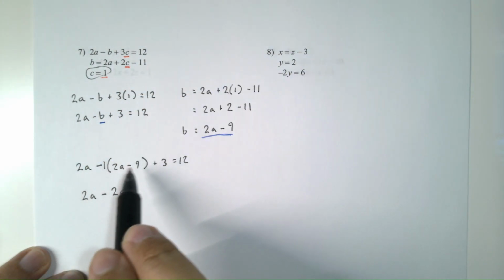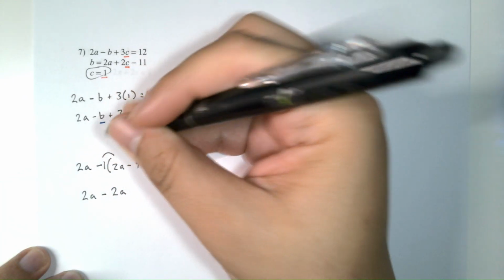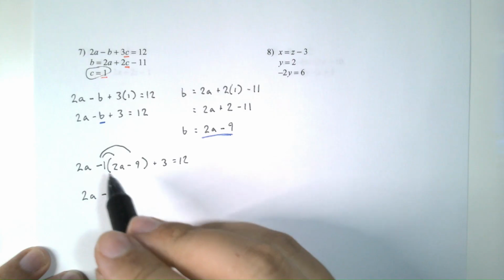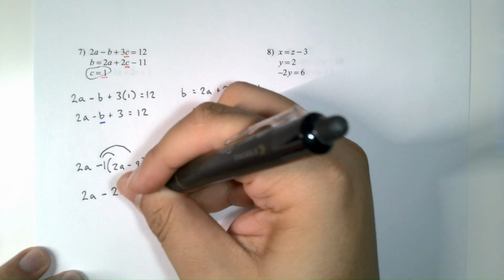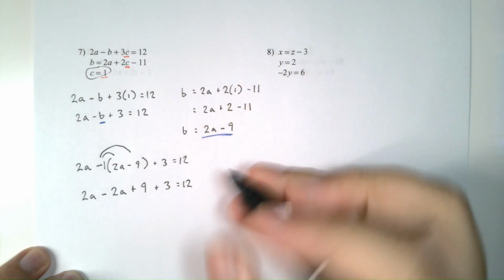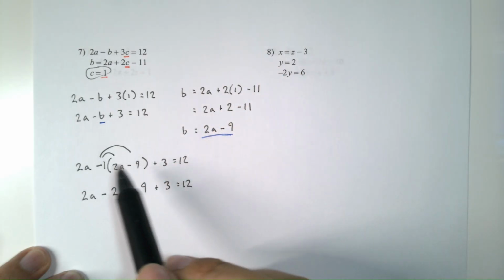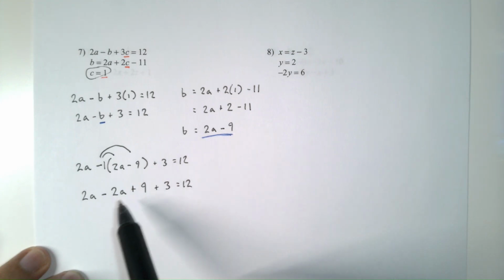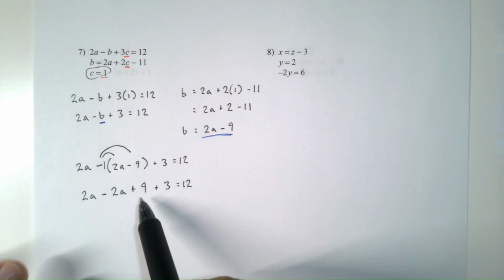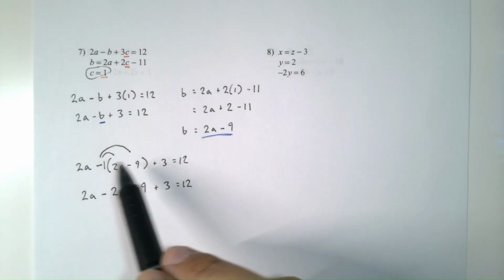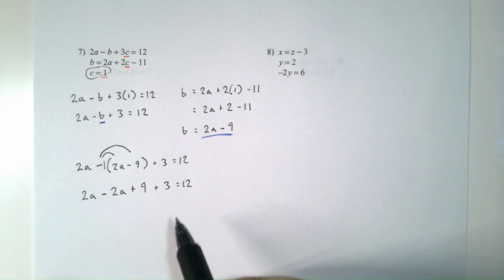If we have negative 1 times 2a, we get negative 2a, but then negative 1 times negative 9 gives us a positive 9, and then plus 3 is equal to 12. So see, if we didn't put the parentheses there, we would probably have written minus 9 when really this is going to turn into a plus 9. So that's just something to be cautious about. Usually when you're substituting variables, just put it in parentheses to be safe.